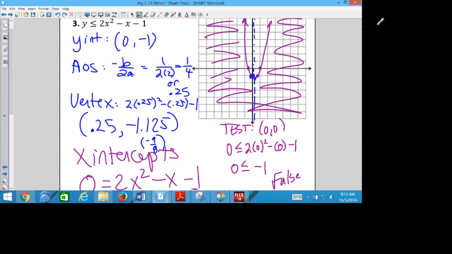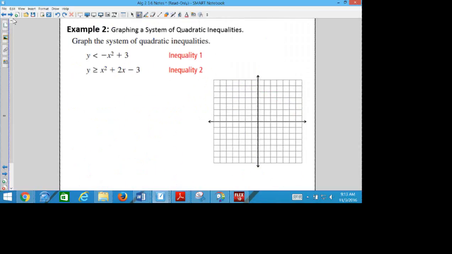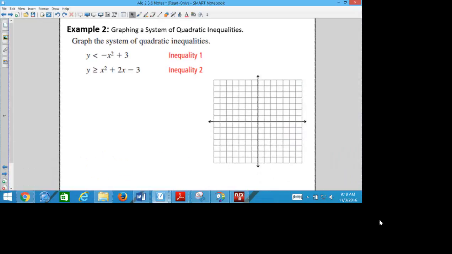I'm going to pause this video before we go on. Okay, we got 2 more kinds. This kind right here has 2 inequalities on the same graph. With 2 inequalities, you're going to have 2 shadings. So the solution is going to be where the shading overlaps.